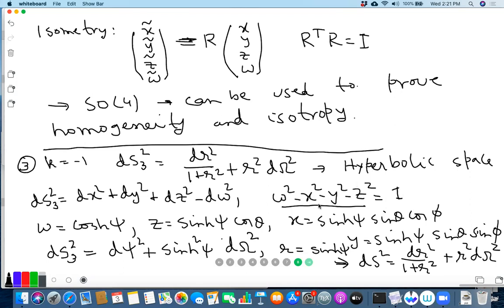Yeah, understood. And also, is this result the same for more than 3 dimensions, or is it different? No, it's the same for more than 3 dimensions. In fact, one can show that in general dimension, there are only 3 homogeneous isotropic metrics, and these are these 3.